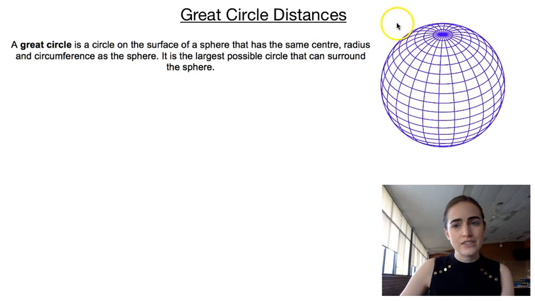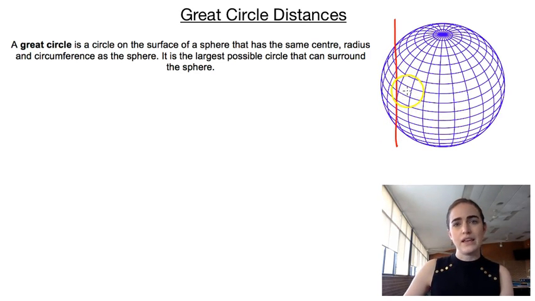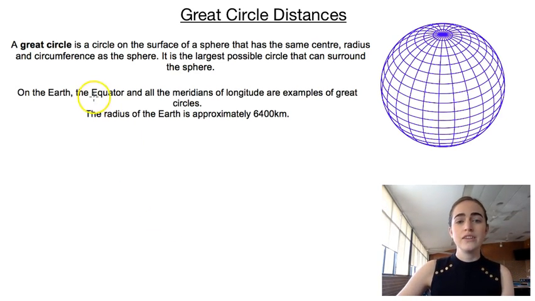Whereas if we were to slice our sphere somewhere straight down here, the circle that we ended up with wouldn't be a great circle, because it's not the biggest circle we could have around that sphere. So it has to be that largest circle. So when we're looking at the Earth, the equator and all the meridians of longitude are examples of great circles. So the equator cuts it exactly in half across the middle, and if we sliced the Earth exactly along a meridian of longitude, that would be a great circle as well.